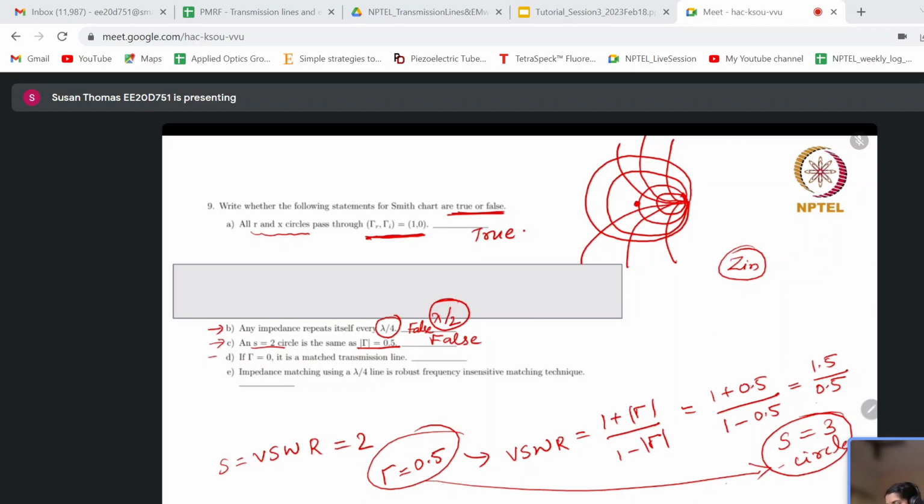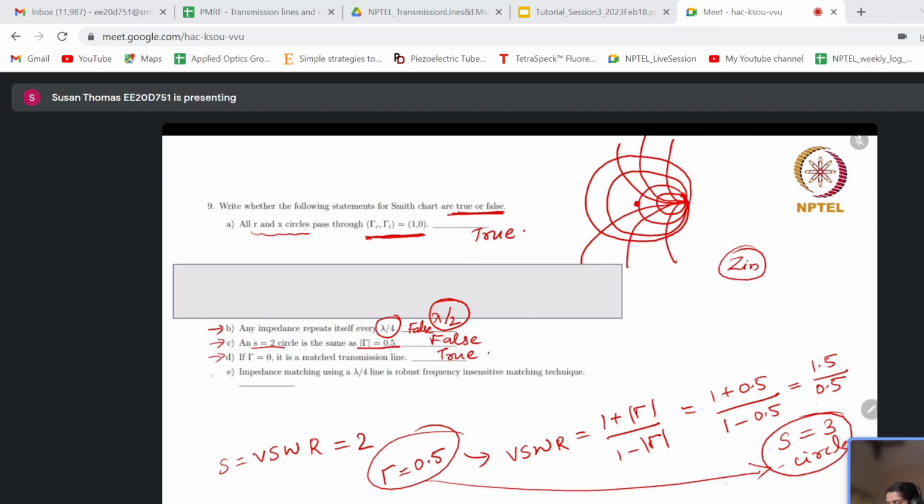Now question D. If gamma is equal to 0, it is a matched transmission line. That is a very easy question. If the reflection coefficient is 0, it is a matched transmission line. It's true.